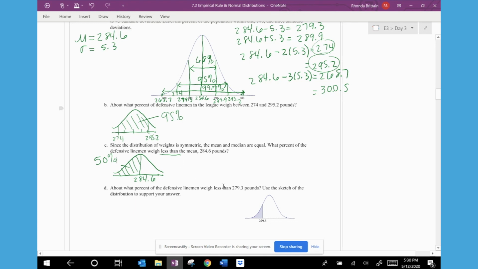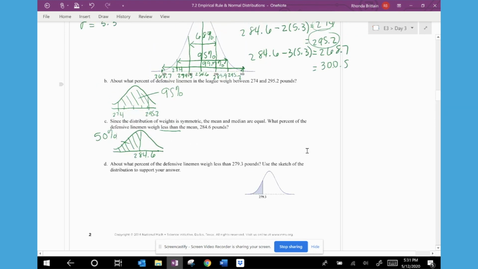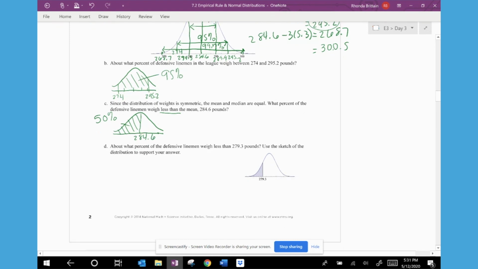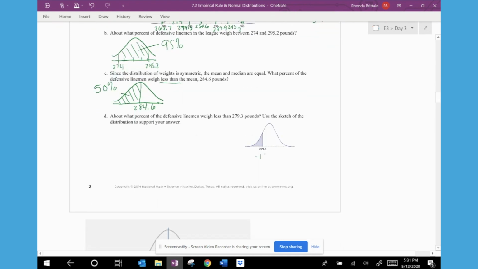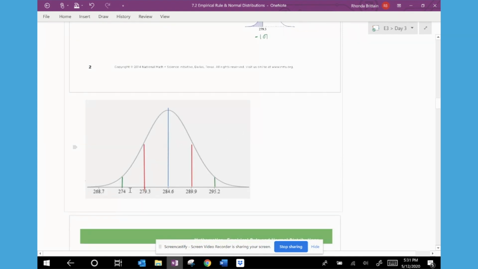Now on part D, we have: about what percent of the defensive linemen weigh less than 279.3 pounds? Use the sketch to support your answer. In this problem, we know that 279.3 is 1 standard deviation below the mean. So that's -1 sigma, if you wanted to write it as -1 standard deviation. And we're going to have to figure out the shaded area to the left of that. What may be helpful is to go through each of the sections. I have the same values labeled for the curve, and I'd ask kids to figure out what each of the percentages are between each of the vertical bars.